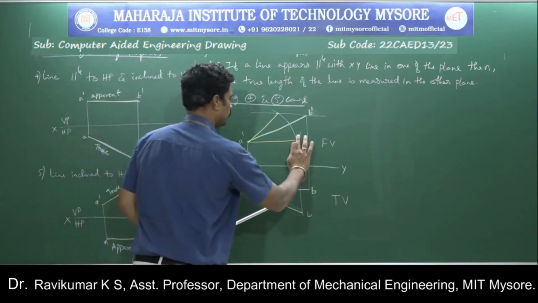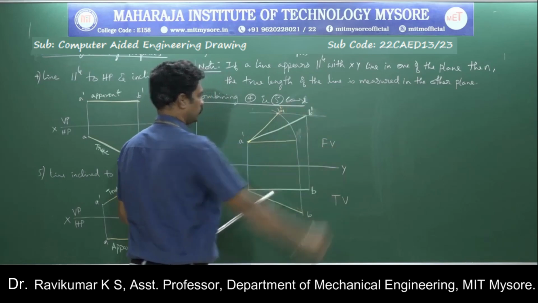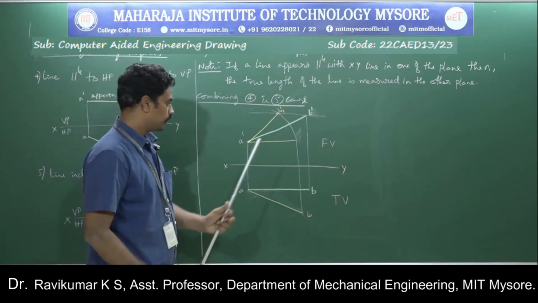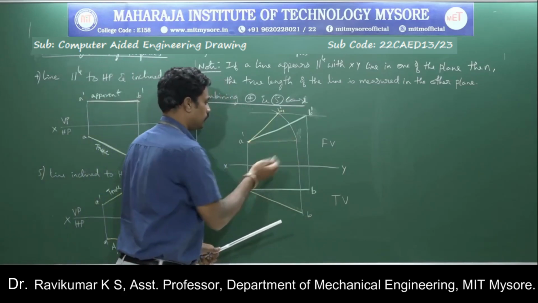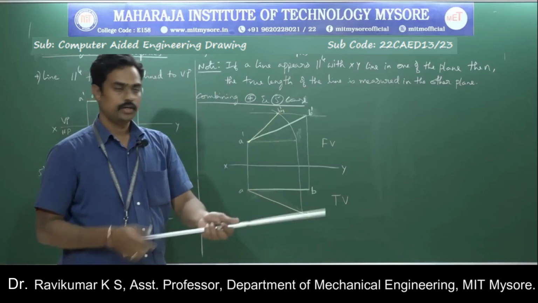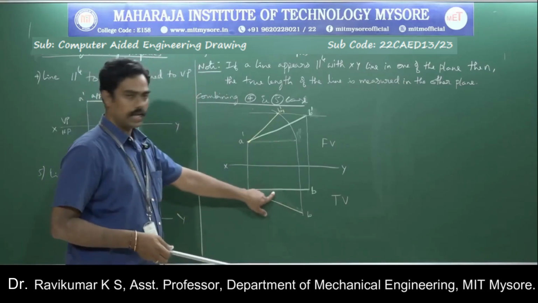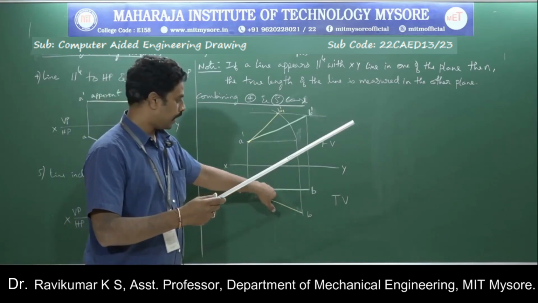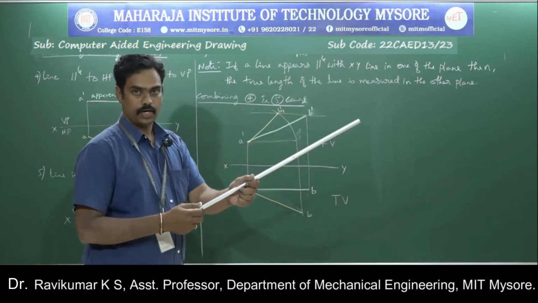Fine. So now I will rub off this one. I will write here B1 dash. Similarly, I will come to this one. Again, I can erase this. Not erase, I will just reduce the thickness. Again, if I come to this particular point, this green line, which is inclined to HP and parallel to VP.